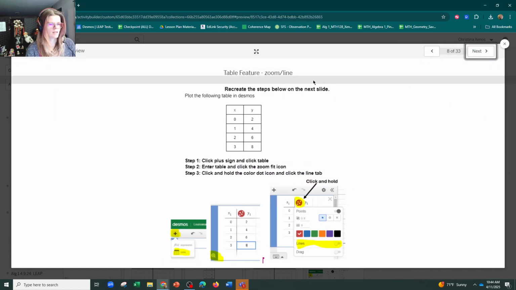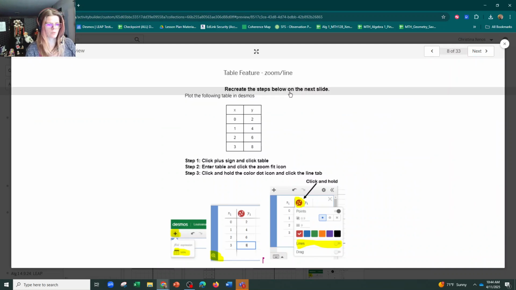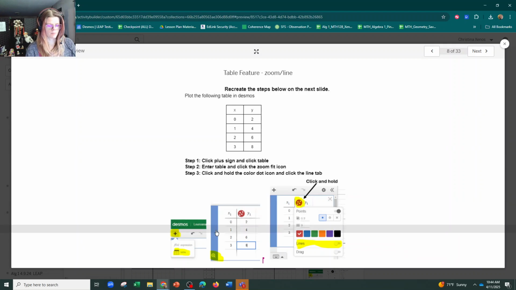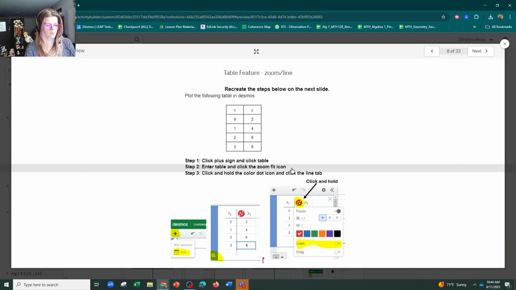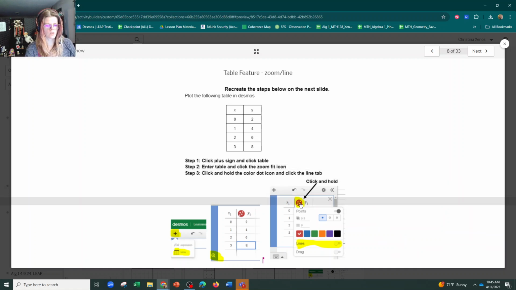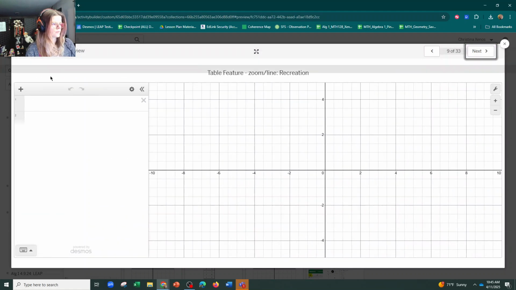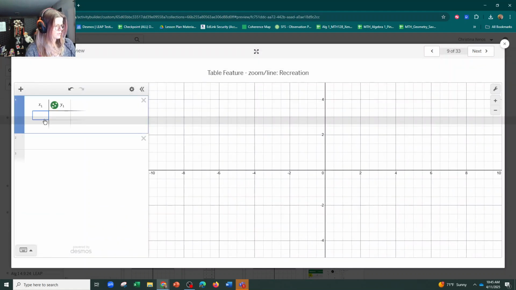Next slide. Table feature. Creating tables in Desmos, and really how to make a table. We're going to click the plus sign, then click table, enter the table, and we can click zoom to fit so we can actually see our points a little better. Click and hold the color, and you can change the color of it. So here we go.